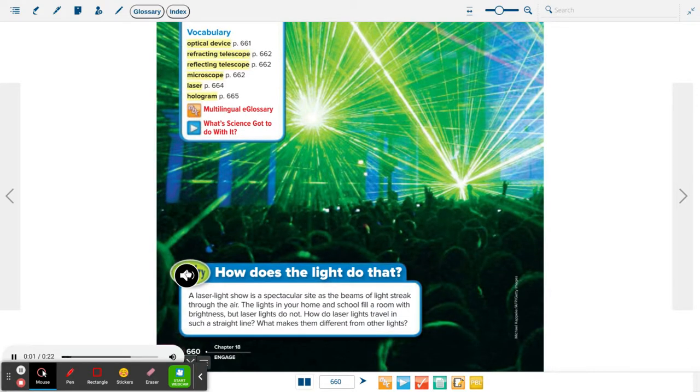Inquiry. How does light do that? A laser show is a spectacular sight as the lights streak through the air. The lights in your home and school fill a room with brightness, but not the lights of a laser. How do laser lights travel in such a straight line? What makes them different from other lights?